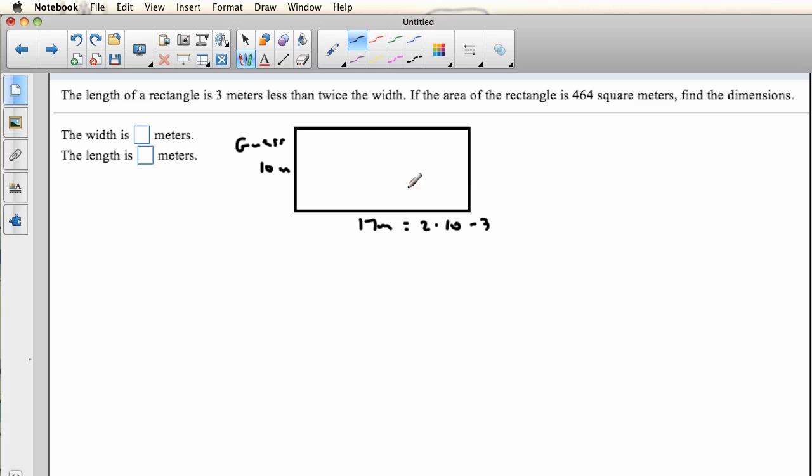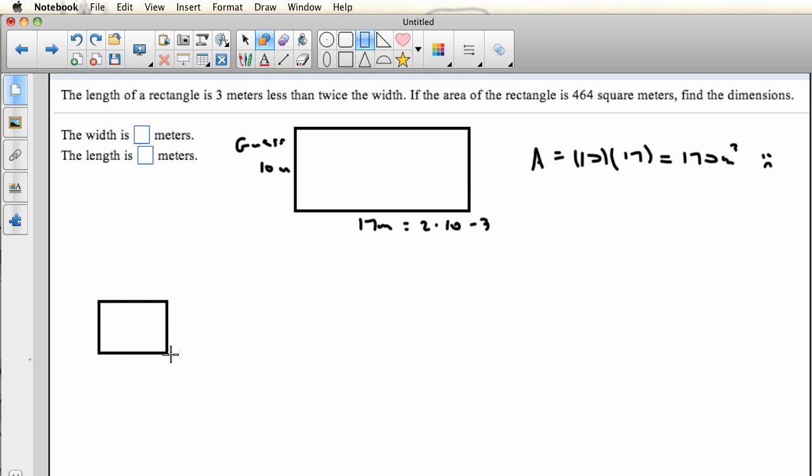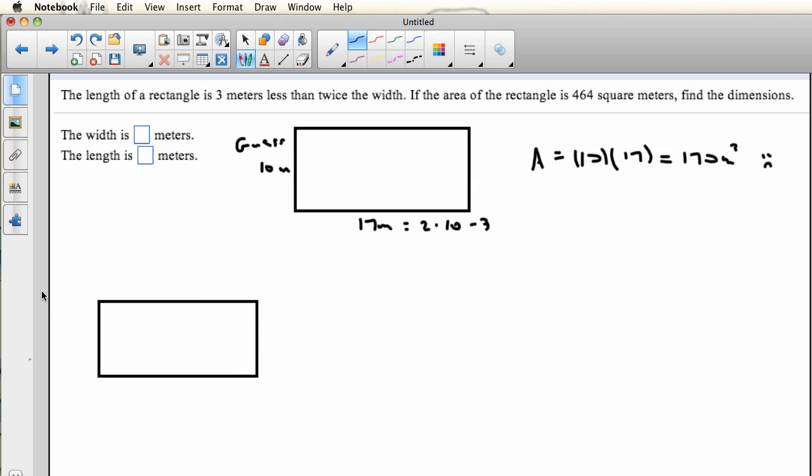I figured out the length from that, 17, and then I calculate the area, which would be 10 times 17, so width times length, which is 170 square meters, which is wrong. Right? But I don't expect it to be right. What I'm really trying to accomplish here is to have figured out all of the steps that I need to do when I start doing this algebraically.